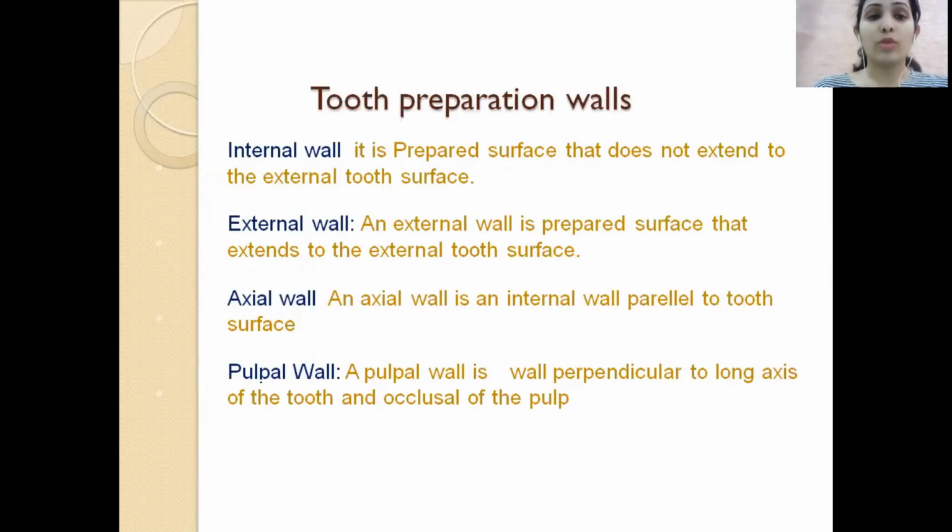Tooth preparation walls. An internal wall is a prepared surface that does not extend to the external tooth surface. An external wall is the prepared surface that extends to the external tooth surface. So the wall that is not extending to the external surface is the internal wall, whereas the one extending to the external surface is the external wall. An axial wall is an internal wall parallel to the long axis of the tooth surface, and the pulpal wall is a wall perpendicular to the long axis of the tooth and occlusal to the pulp.